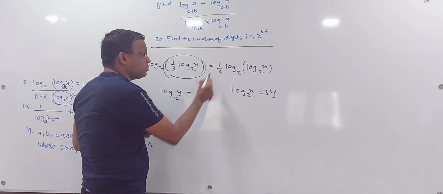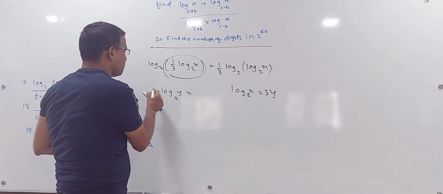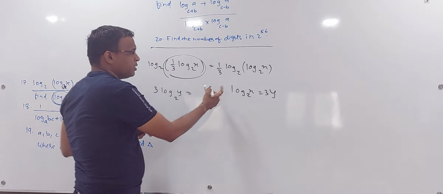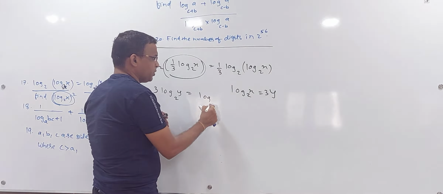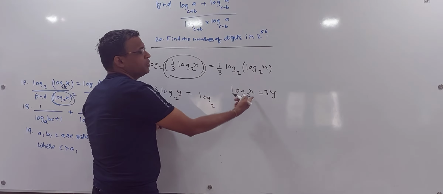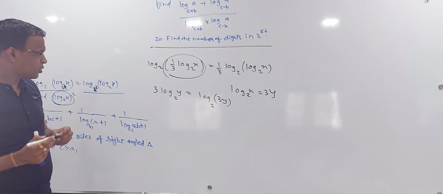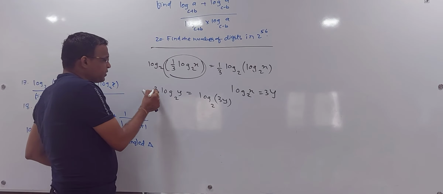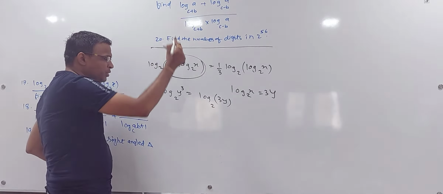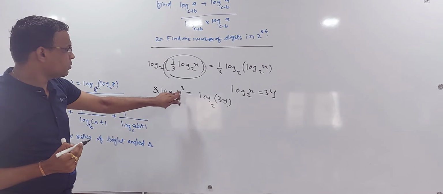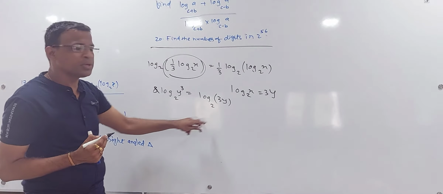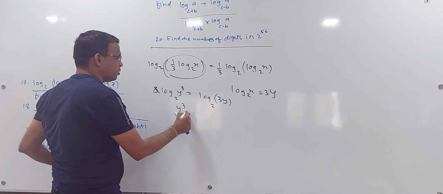So is equal to 1 by 3, this 3 should be shifted over here. Fine. And this is log to the base 2 and this is nothing but 3y, isn't it? Observe closely, this 3 is going here. Log y to the base 2, log y to the base 2. Can I do y cube is equal to 3y?